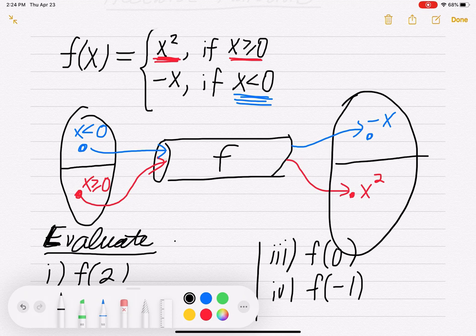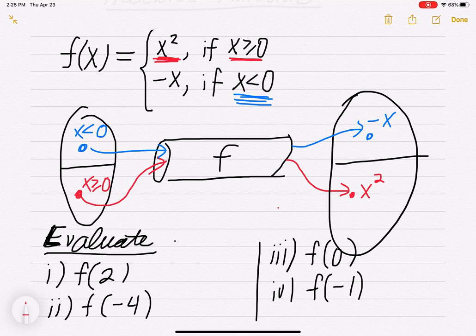Okay, so how do I do this? Number one, f of 2. I want to focus on my 2 here. Is my 2 greater than or equal to 0, or is it less than 0? In other words, is 2 a red value or a blue value? 2 is red. The input 2 is greater than or equal to 0. That means I'm going to go with the x squared output. So instead of an x, I put a 2 in place of the x, using the red rule of assignment. I get 2 squared equals 4. So there's my answer.